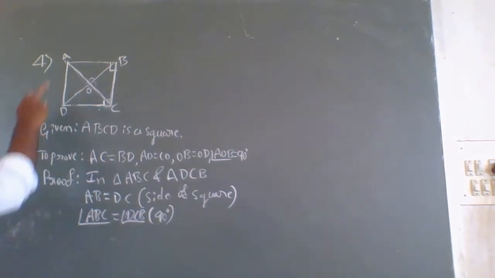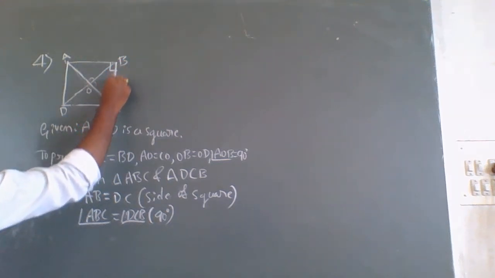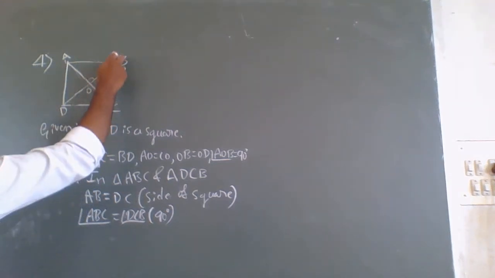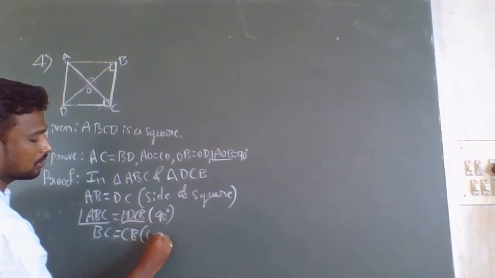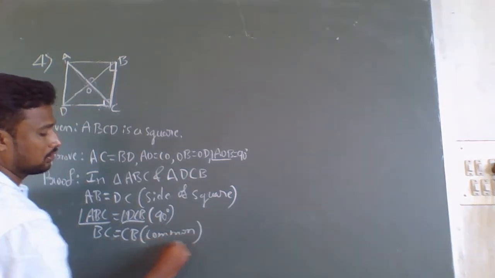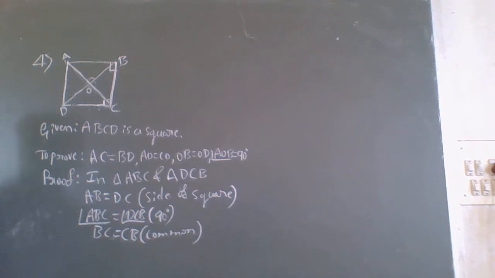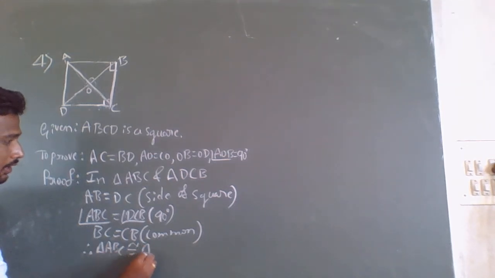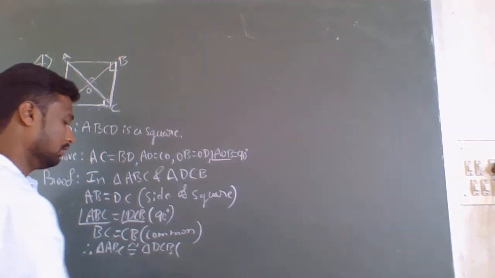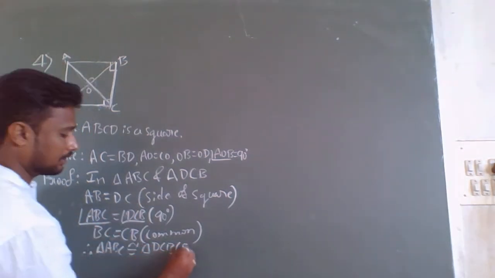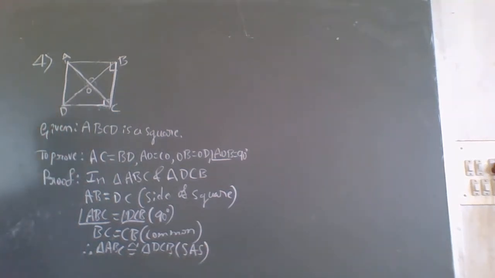So now in triangle ABC also BC side is there. In triangle DCB also BC side is there. So now we can consider BC is equal to CB, which is common in both triangles. Therefore, triangle ABC is congruent to triangle DCB by side angle side. These two triangles are congruent.